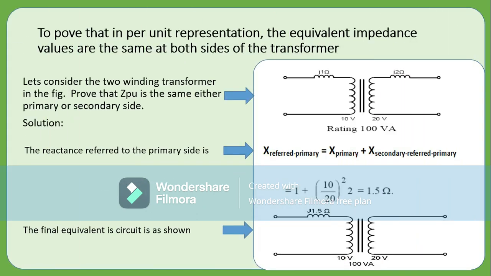Now look at this example. We have to prove that in the per unit representation, the equivalent impedance values are the same at both sides of the transformer. How do we show this? Now let us consider a two-winding transformer. Look at the impedance on the primary, that's the impedance on the secondary. The turns ratio we can take to be 10:20. Fine. We have that the rating of this transformer is what? 100 VA. So you can see we can choose this 10V as also what?